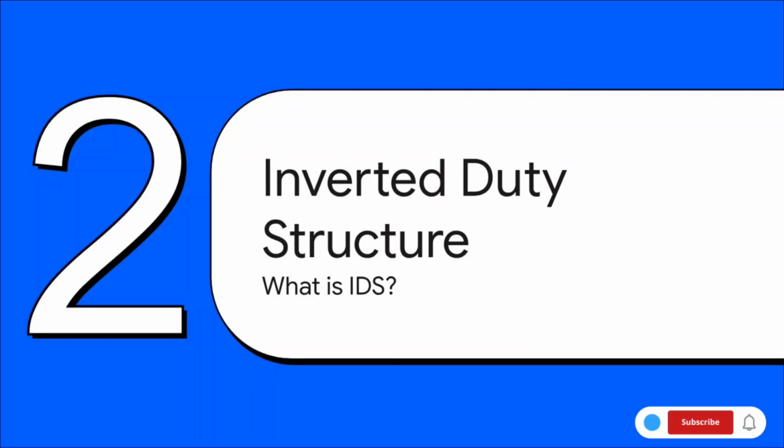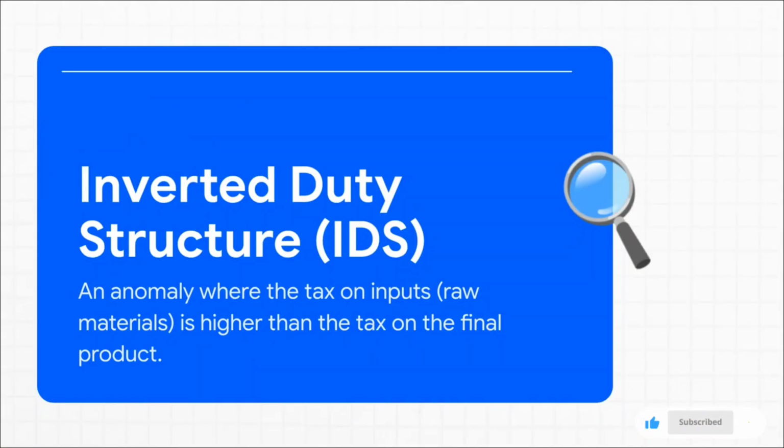Okay, so what in the world is this inverted duty structure? Let's really break it down, because understanding this is key to seeing the real-world problems it's causing our economy. So here it is in simple terms. An inverted duty structure is when the tax you pay on your raw materials, your inputs, is actually higher than the tax you get to charge on your final finished product. You can see the problem right away, can't you? This mismatch creates a huge cash flow nightmare for businesses.